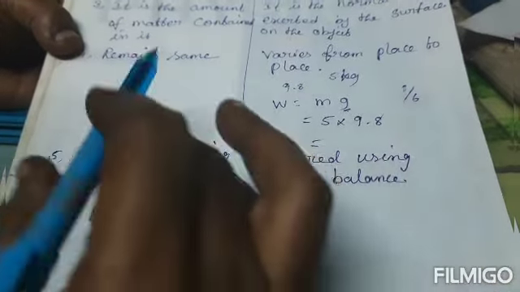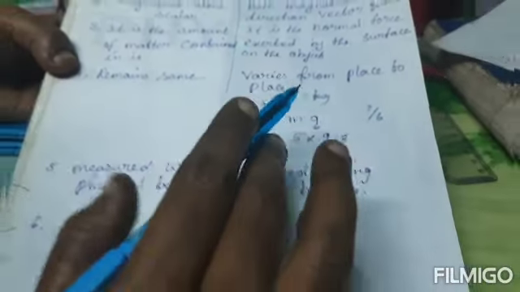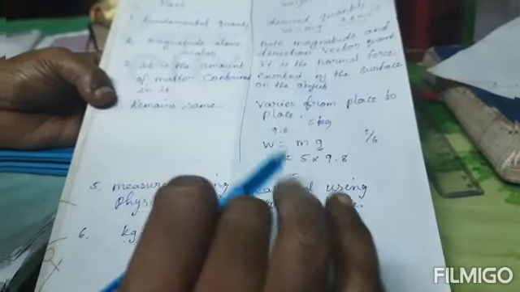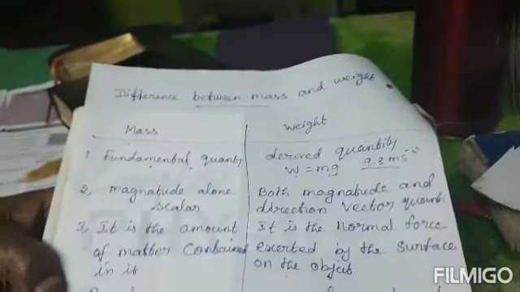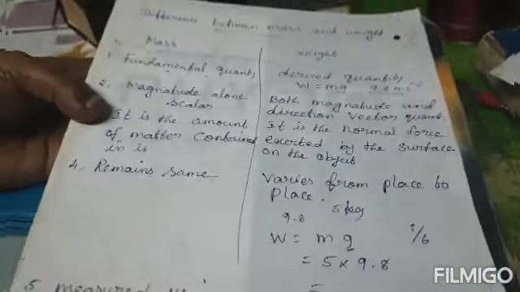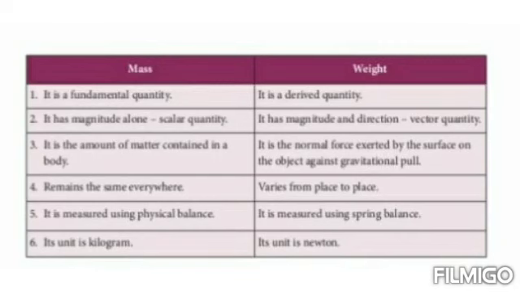Understand? So, total 6 points are there. You have to learn the difference between mass and weight. 6 points. Okay, students? Look at this tabular column. There is the difference between mass and weight.